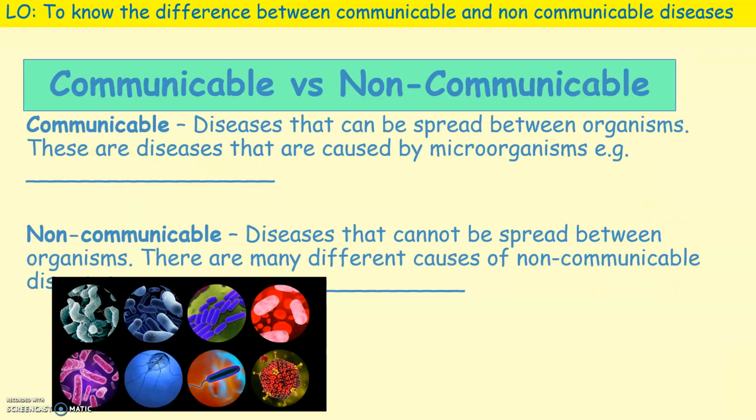Excellent. So communicable diseases are diseases that can be spread between organisms. These are diseases that are caused by microorganisms, for example bacteria, fungi, viruses, protozoa. These are organisms that cause diseases, and we call them pathogens.